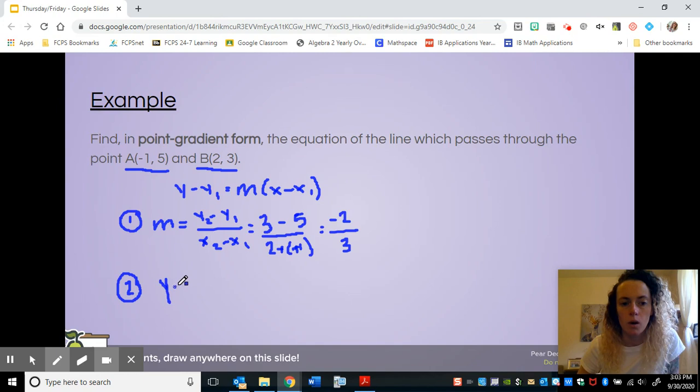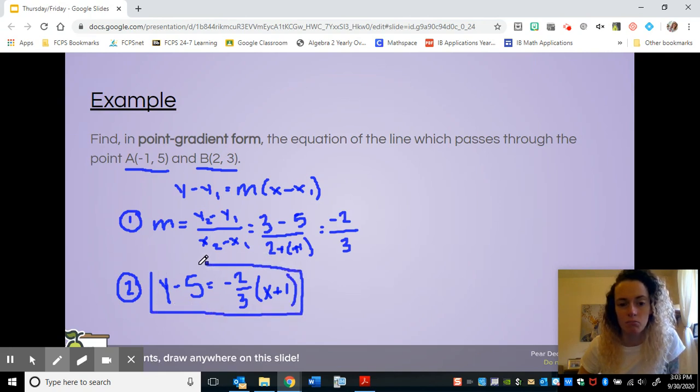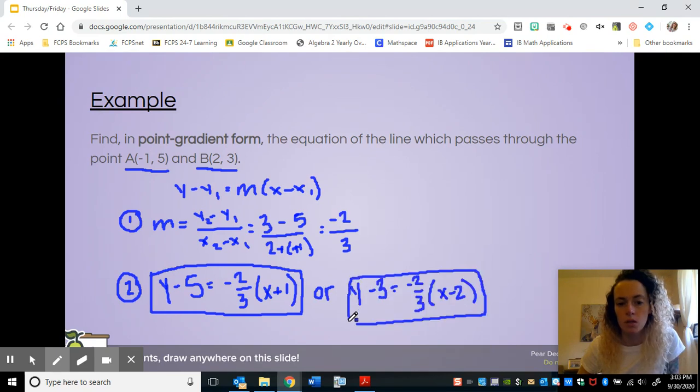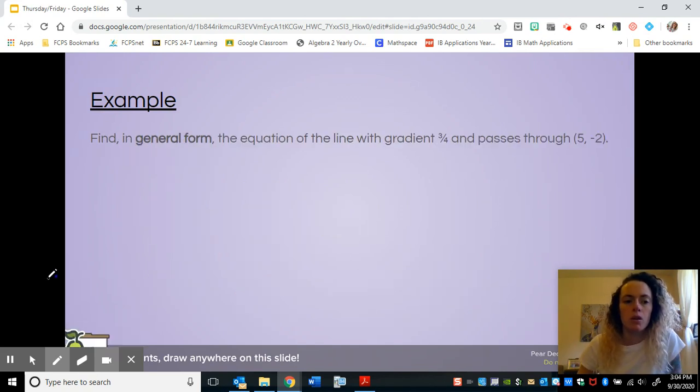So I'm going to say y minus 5 equals my gradient times x minus negative 1. So I'm going to right away turn that into a plus 1. And that could be my answer. Or like I said, you could use the other point as well. So either one doesn't matter. Both are considered correct.